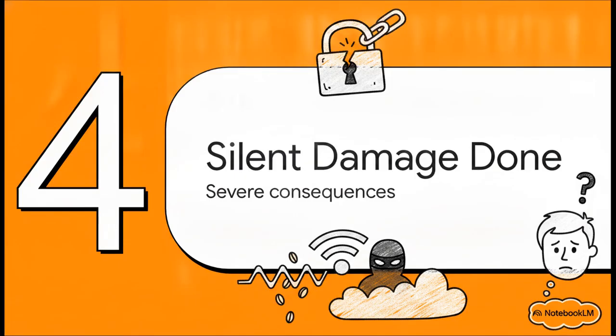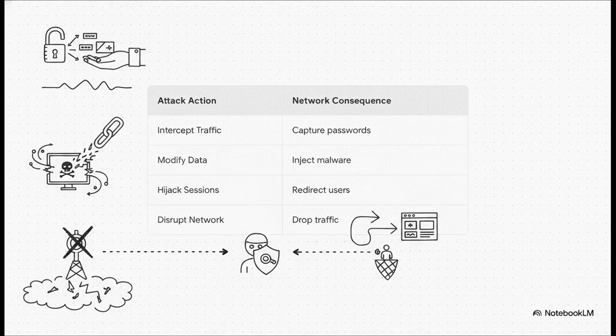Section 4. The silent damage done. The severe consequences of interception. The real psychological danger here, the part that makes this so insidious, is that to the victim, the Wi-Fi connection hasn't dropped. They're totally unaware they're being robbed. They might just assume, oh, the internet is being a bit slow today.